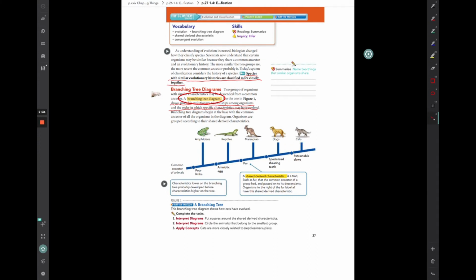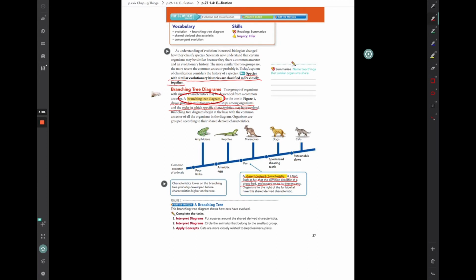So over time, organisms developed these characteristics. They passed those characteristics on to their offspring, and then the organisms themselves sort of evolved over time. So what we call a shared derived characteristic is a trait, kind of like fur, that common ancestors of a group had and then passed on to its descendants.